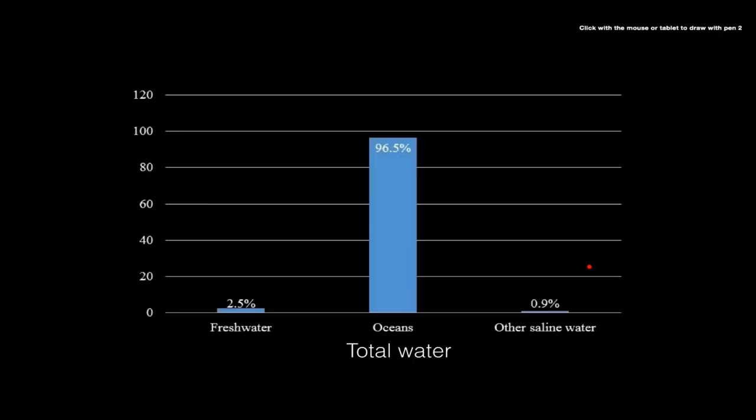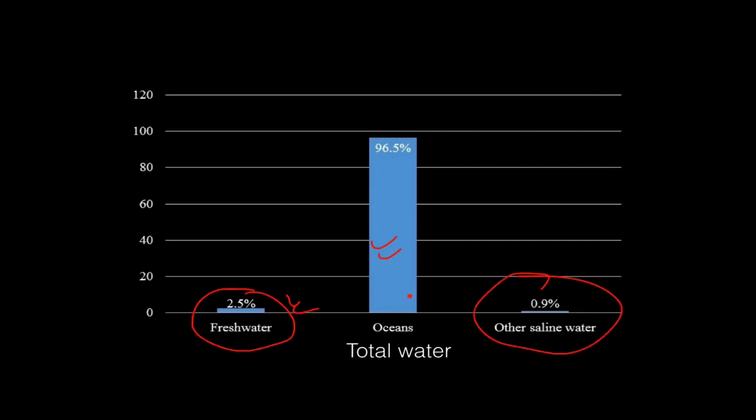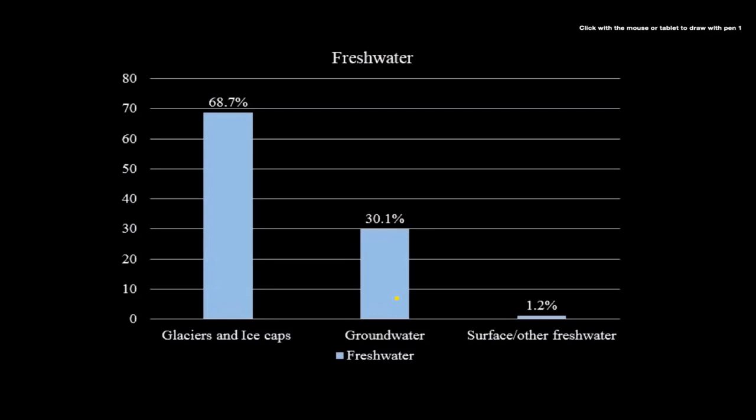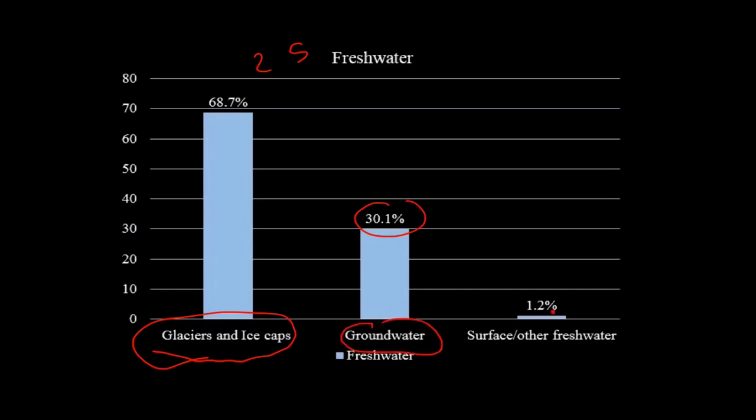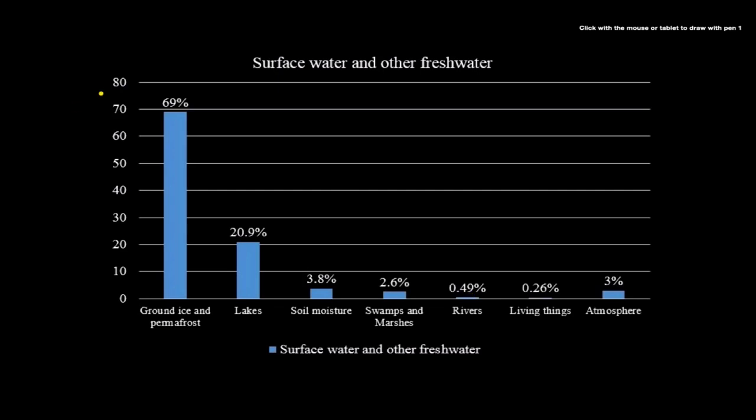And now this is the ultimate graph. So out of the entire complete water, 96.5% is ocean, 2.5% is fresh, while 0.9% is other saline water, and out of the fresh water of 2.5%, 68.7% is in glaciers and ice caps, 30.1% is in groundwater, while 1.2% is surface or other fresh water. And out of this 1.2%, you can pause and see this, 69% is ground ice, then 21% is lakes, and the other 0.26% is living things. So this is the entire classification of water on earth. I hope now it is very clear.